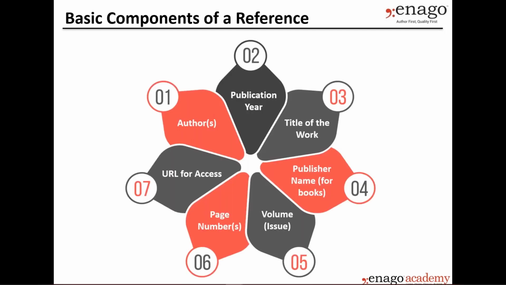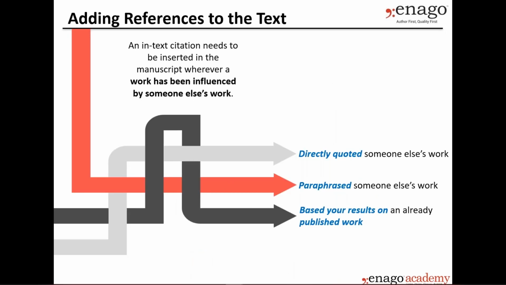Then we have here basic components of a reference. There are certainly different reference styles, and again, in different academic fields, there might be different preferences. But generally, there is the author, publication year, title of the work, publisher name for books, also volume, issue, page numbers, URL for access. These are basically 7 different categories that are often in references. Then in-text citation needs to be inserted in the manuscript wherever work has been influenced by someone else's work. They're direct quotes from somebody else's work. That's one case where you need some references. Then paraphrasing someone else's work, and also basing your results on already published work. So if you already published something, you certainly also have to reference yourself.